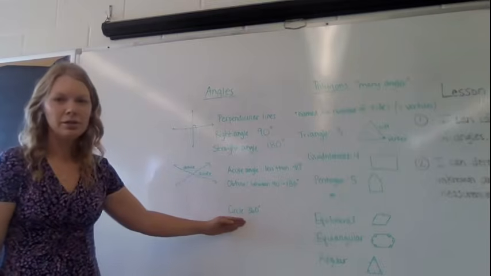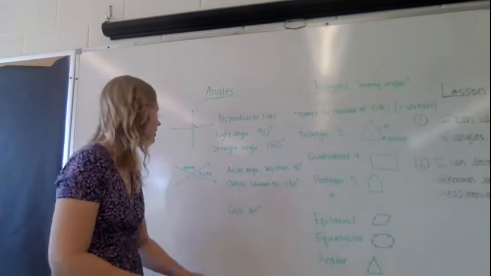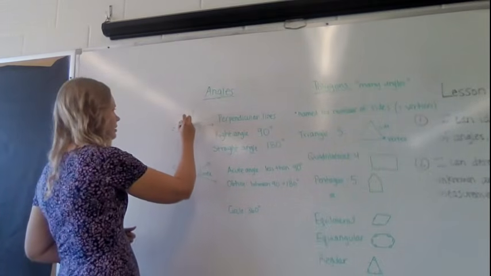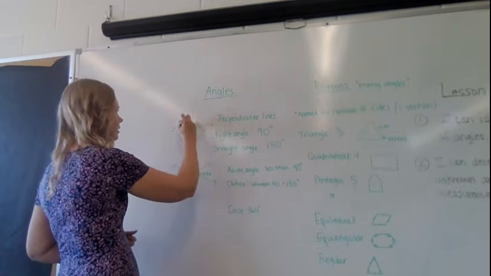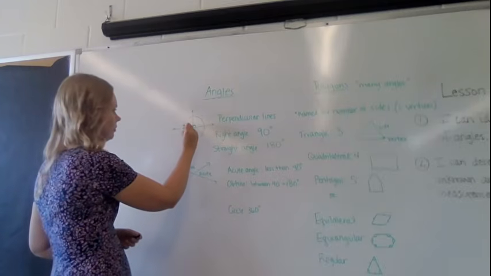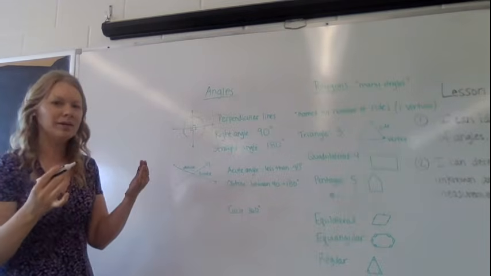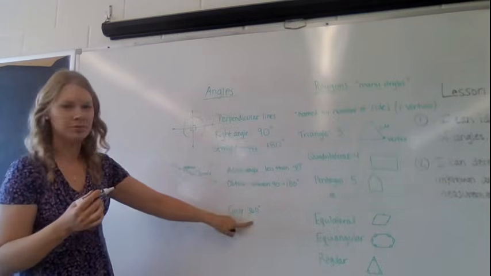Another thing to note is that all circles contain 360 degrees in them. So if I were to draw a circle right here, you can see how it's comprised of 1, 2, 3, 4 right angles. And so 90 times 4 is 360.